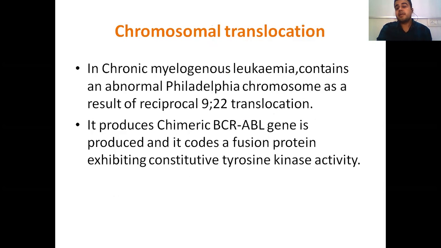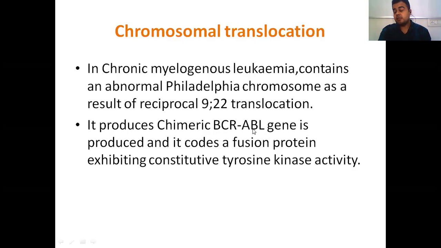Now what will happen if we produce a chimera? Chimera means there are two different combinations. For example, if there is the head of a lion and the body of a human, like the famous ancient Egyptian structures, it's a chimera. So a chimeric BCR-ABL gene is produced, and it forms a protein which is a fusion of both of these.